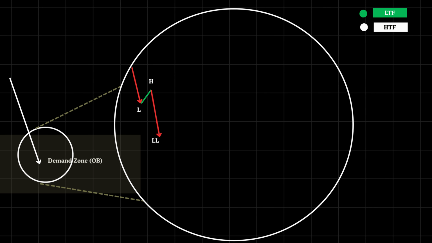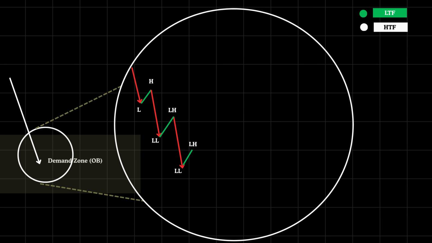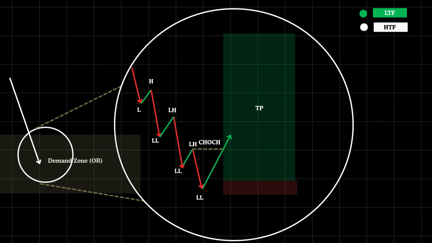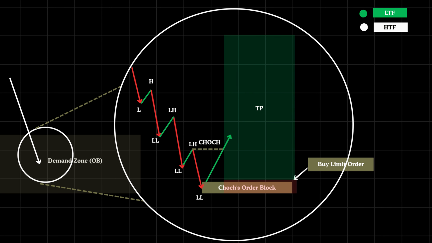That wraps up our breakdown of the three key pullback types: aggressive, corrective, sweeping.